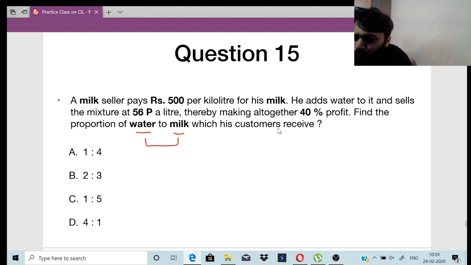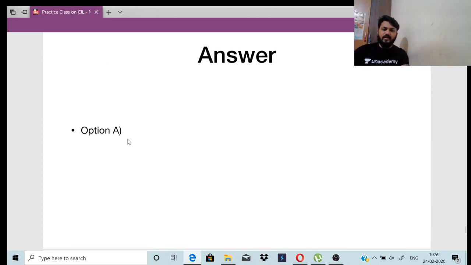He pays rupees 500 per kiloliter for his milk, adds water to it and sells the mixture at 56p a liter, thereby making altogether 40% profit. So what is the proportion of water to milk? One is to 4, right? Yes, it is option A, 1 is to 4.